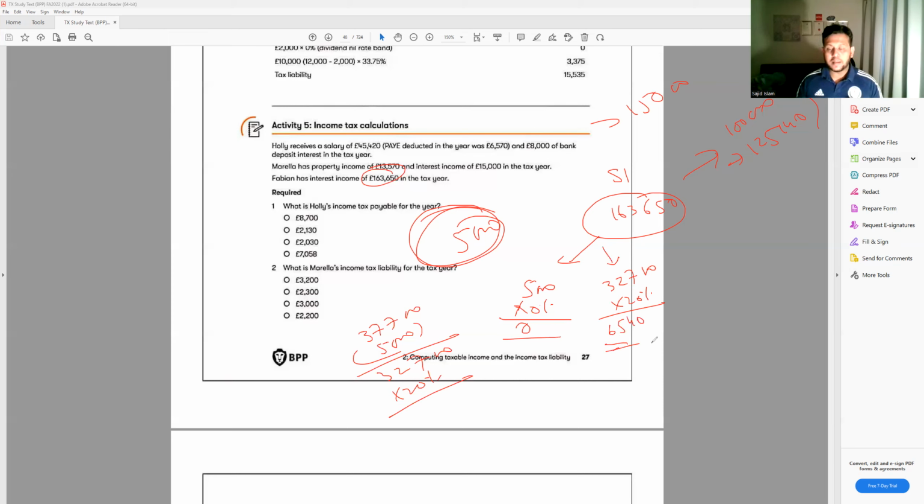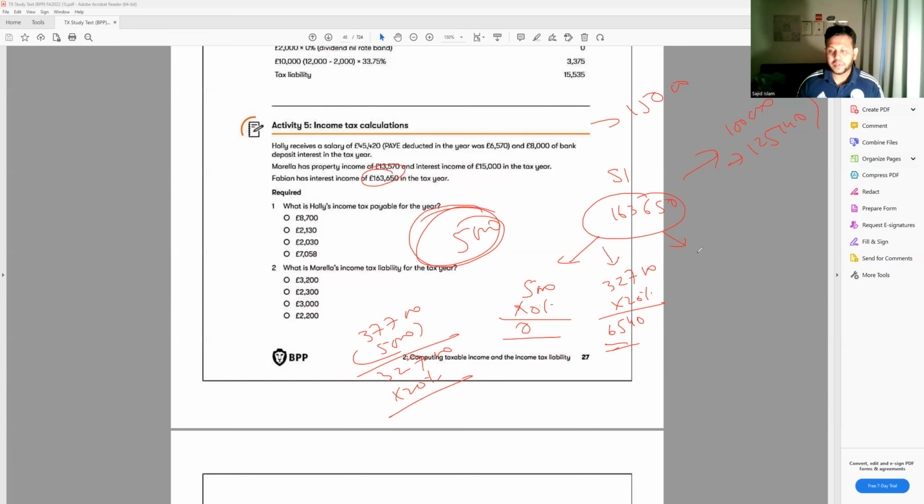And the next one, I'm going to find from the basic to the higher rate. This is the difference between our 150 and the 37. So let's have a look how much it is. Let's try to find the difference: 150,000 minus 37,700. We should remember this amount because it's fixed: 112,300.